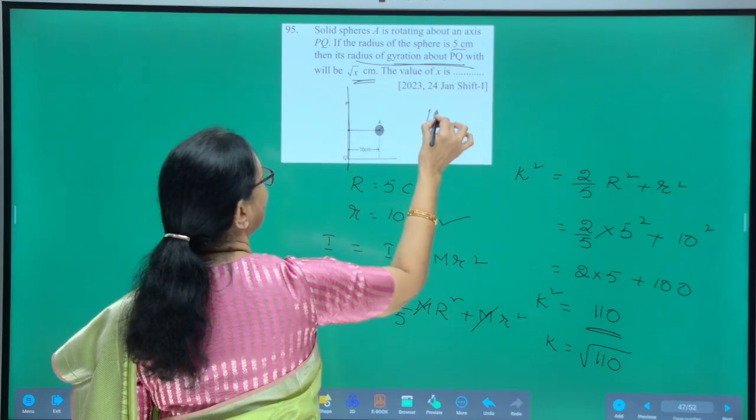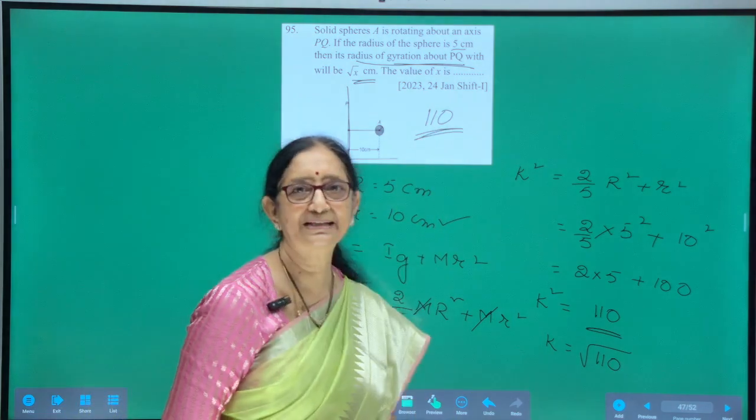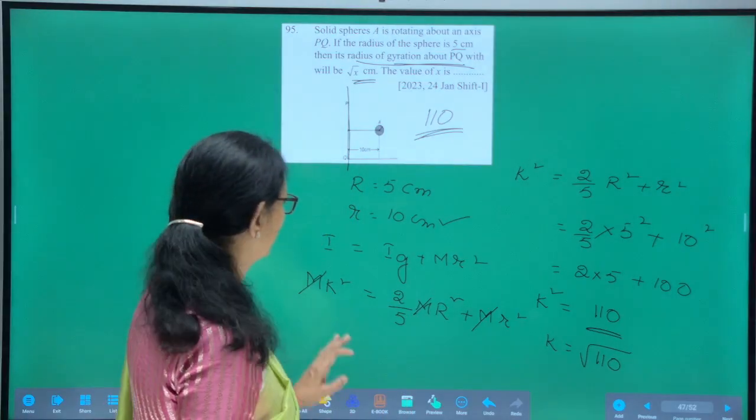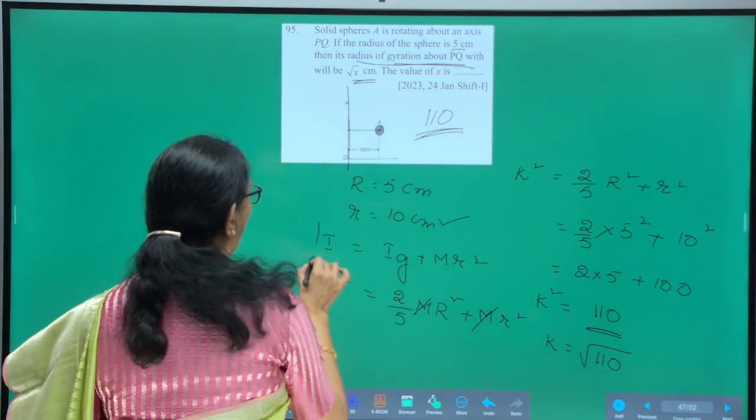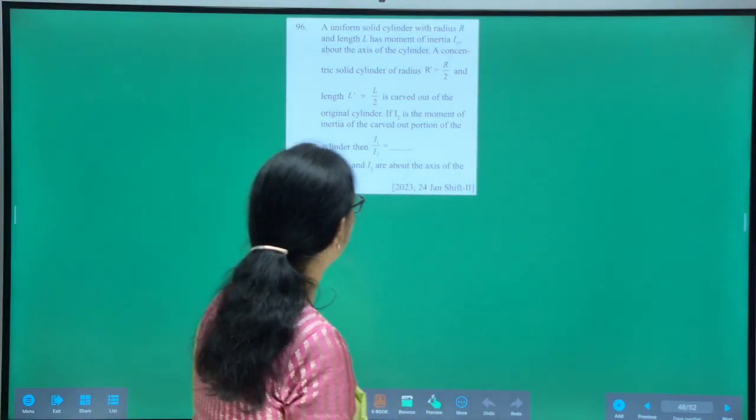but it is given as root x. So, the x value is 110. So, here I is equal to Ig plus mr square. Move on to the next problem.